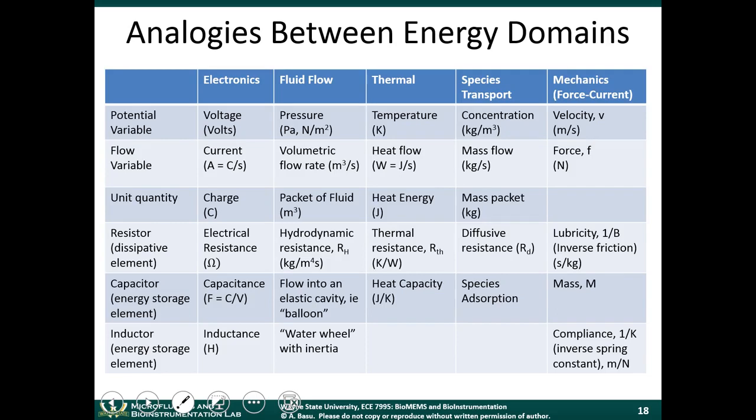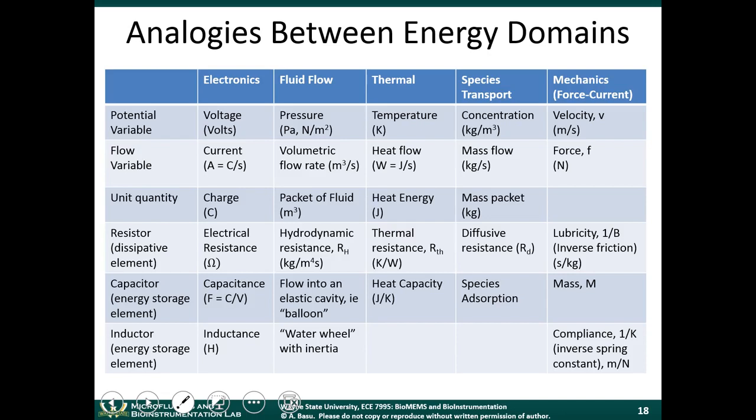I gave the examples of the electronics, the fluid flow, and thermal domain because those are the most intuitive ones. But this also extends to species transport, meaning diffusion. You know how a chemical species will move from high concentration to low concentration? Same idea as what we've just been talking about. It's something that moves from one place to another due to some type of gradient.